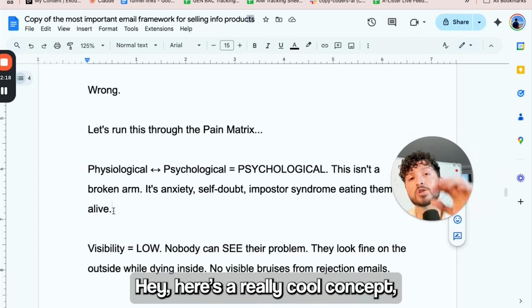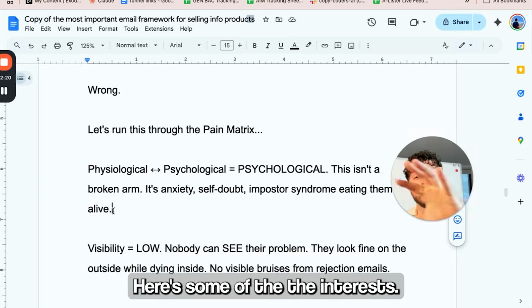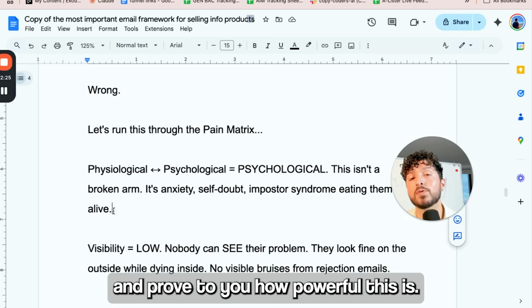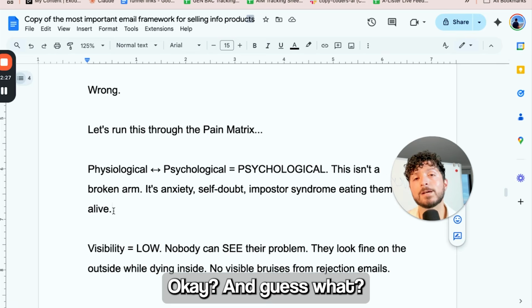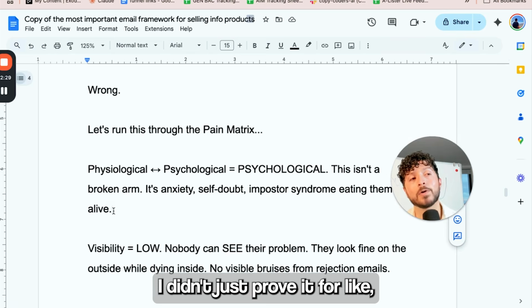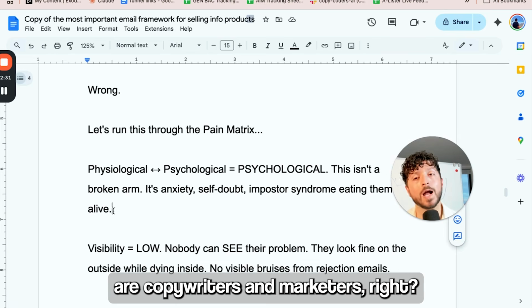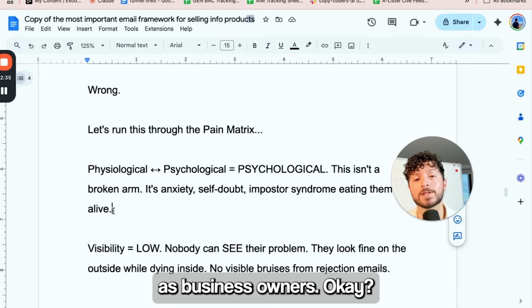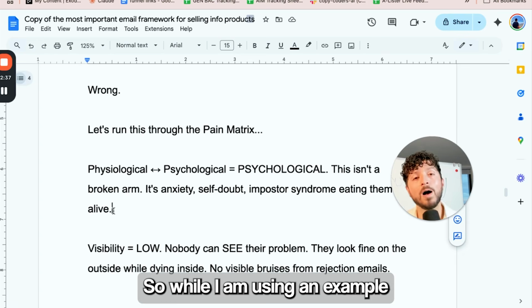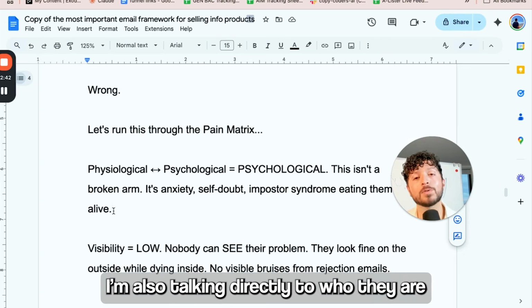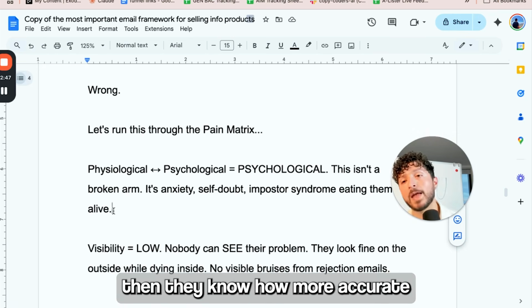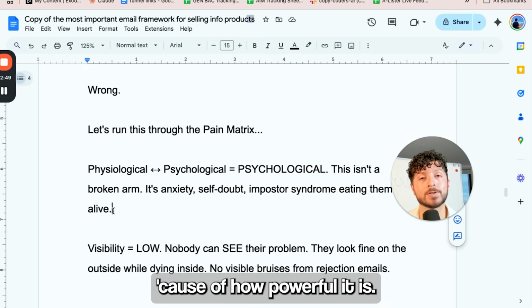So if I'm saying, hey, here's a really cool concept, pain matrix, right? Here's some of the interests. I could just tease it. But when I'm like, let me actually demonstrate to you and prove to you how powerful this is, okay? And guess what? I didn't just prove it for people who are reading this email list, who are copywriters and marketers, right? Or people who know the power of copy as business owners, okay? So while I am using an example to prove it to them, I'm also talking directly to who they are. So they can verify if this is accurate for them, then they know how much more accurate it is, and they want this because of how powerful it is.